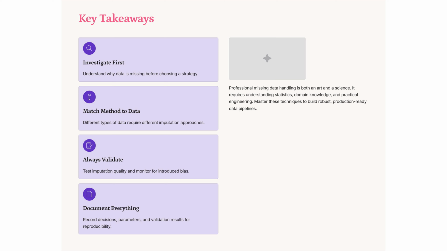Investigate the reasons behind missing data before selecting a strategy. Tailor imputation methods to the specific data type. Validate the quality of imputation and check for bias. Document all decisions, parameters, and validation outcomes for reproducibility. Mastering these techniques ensures robust, production-ready data pipelines.